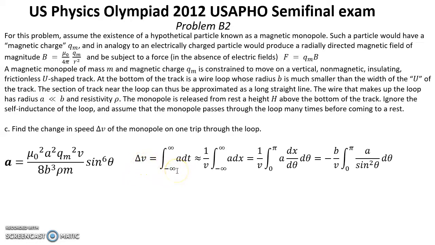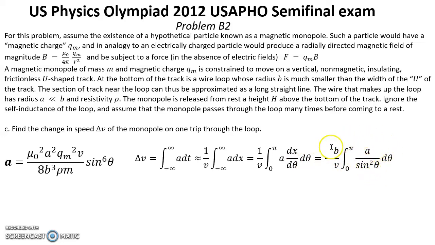That will be the integral from negative infinity to positive infinity of acceleration multiplied by delta t. But delta t is approximately equal to dx over v. We can approximately make this expression. After that, express dx through theta. That will be dx over d theta multiplied by d theta. This dx over d theta equals negative b over sine squared theta.